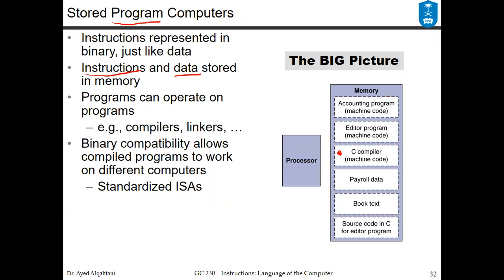You can see in the memory, it has a counting program. It has an editor program, a C compiler. Those are different programs. The payroll data, the book text, the source code in C. They are different applications. If, for example, in a Windows operating system, you opened 1, 2, 3, 4, 5, 6 different programs, each one of them will have its own space in the memory. And inside this space, you will have only instructions.